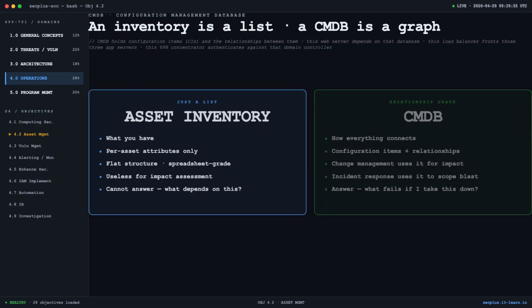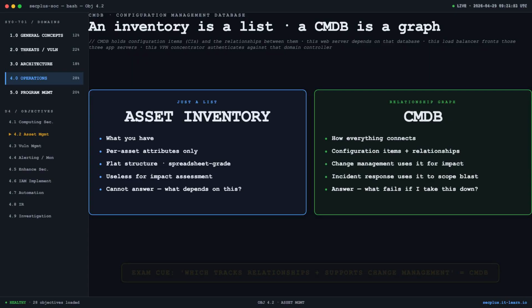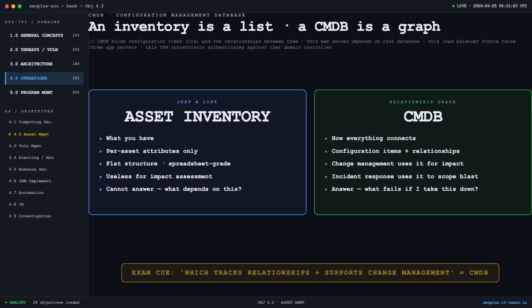The CMDB is what change management uses to assess impact before a change goes in. The CMDB is what incident response uses to identify affected systems quickly. A simple asset inventory is a list. A CMDB is a graph.